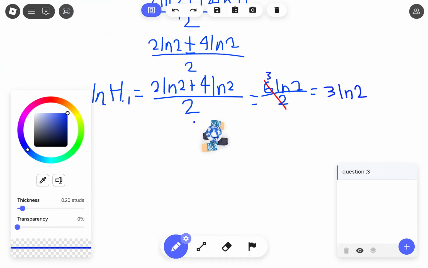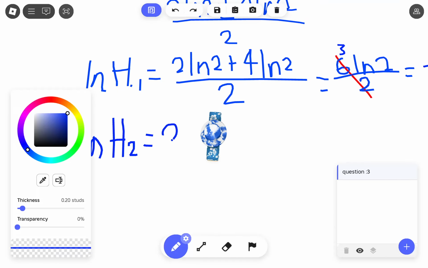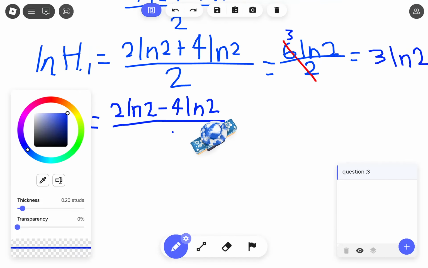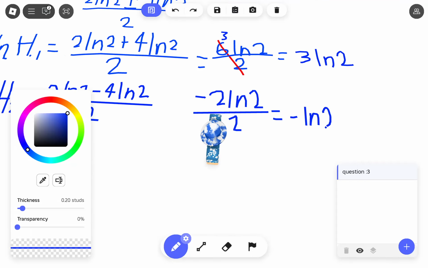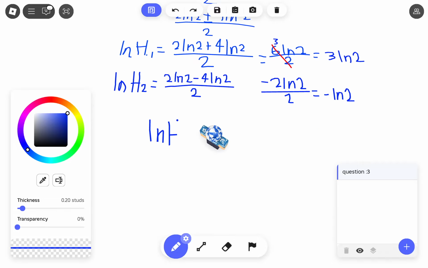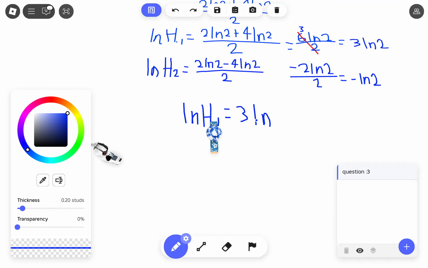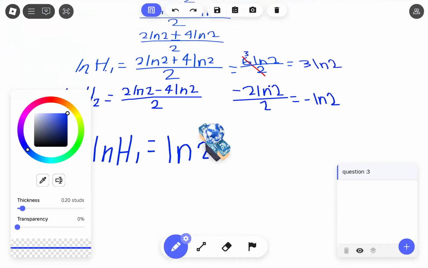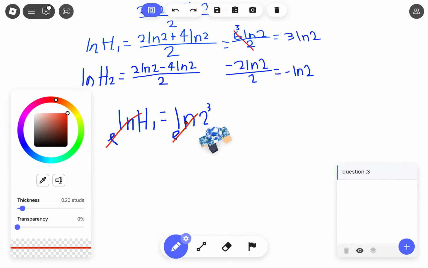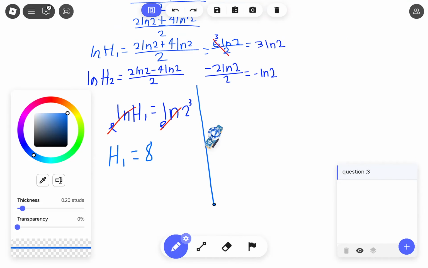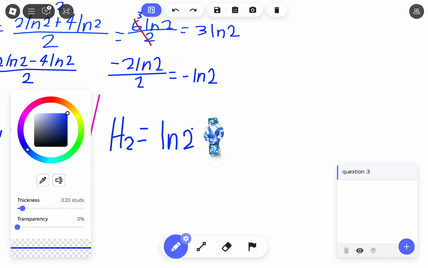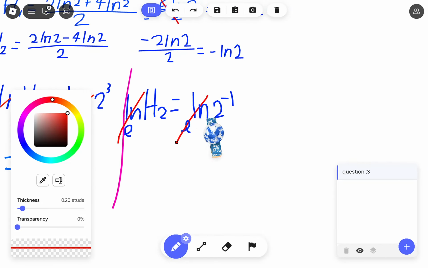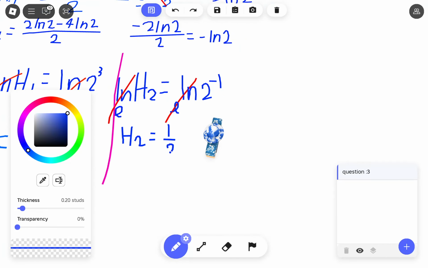so natural log of H sub 1 equals 3 times natural log of 2. Subtracting yields negative natural log of 2. Solving for H, we get H sub 1 equals 8. And H sub 2 equals 1/2.